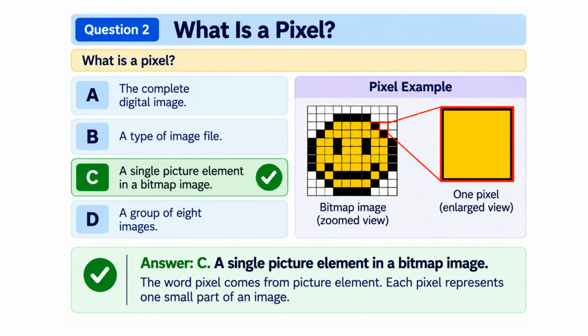If we zoom into the image, we can see these individual square pixels. Each pixel represents one small part of the image and can store information about its color. So remember, a pixel is a single picture element, and pixels are the basic building blocks of a bitmap image.